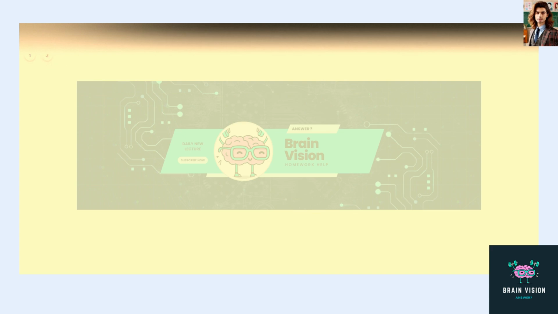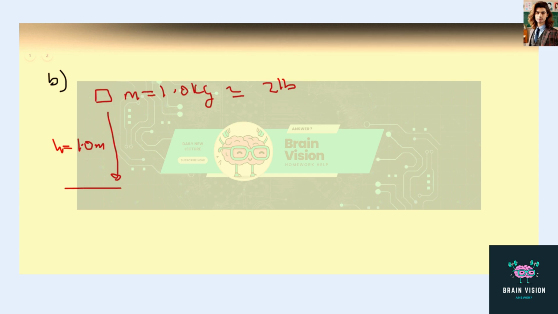On the second page, we have the second part of the problem, part B, and this time we are gonna have a different problem where you have a weight that happens to be 1.0 kilograms, which is approximately 2 pounds, and you're dropping it from a height h, which is 1 meter. Okay, so we want to find the joules in kinetic energy it's going to have when it hits the ground. So this is the ground.